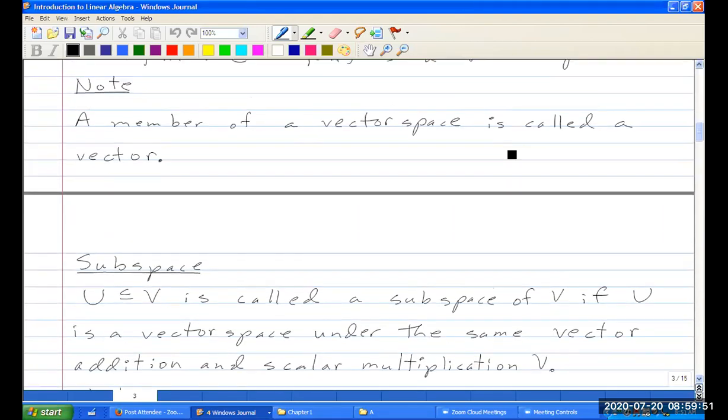A subspace. Let U be a subset of V. This is called a subspace of the vector space V if U is a vector space under the same vector addition and scalar multiplication as the vector space V. Suppose I have a whole bunch of vectors here and I take a subset of them. Are they still going to be vectors? Yeah, vectors, and we can still add and multiply them.